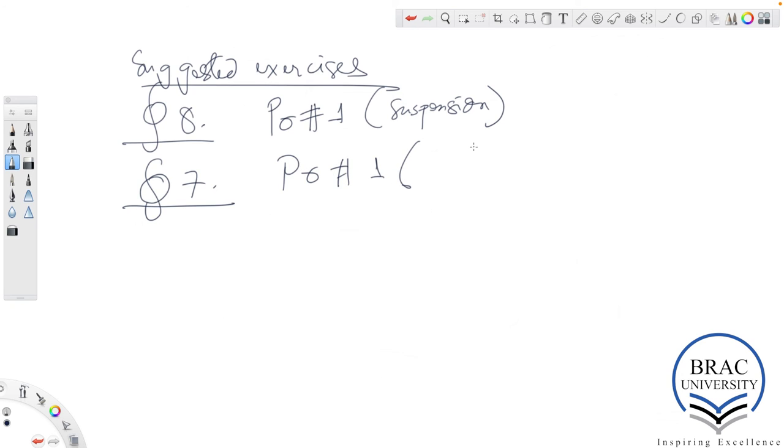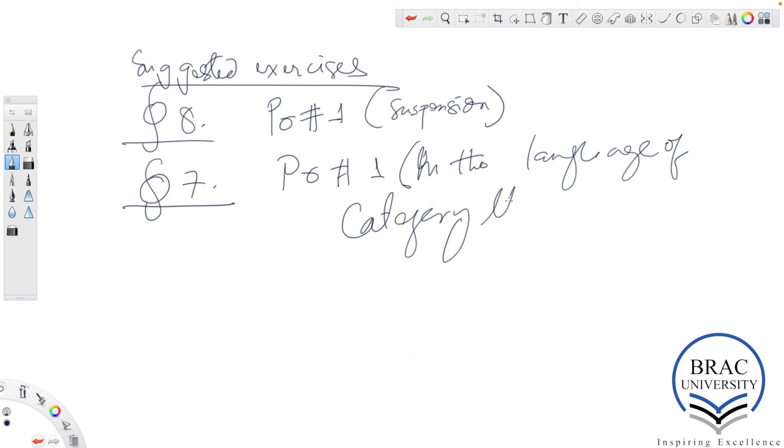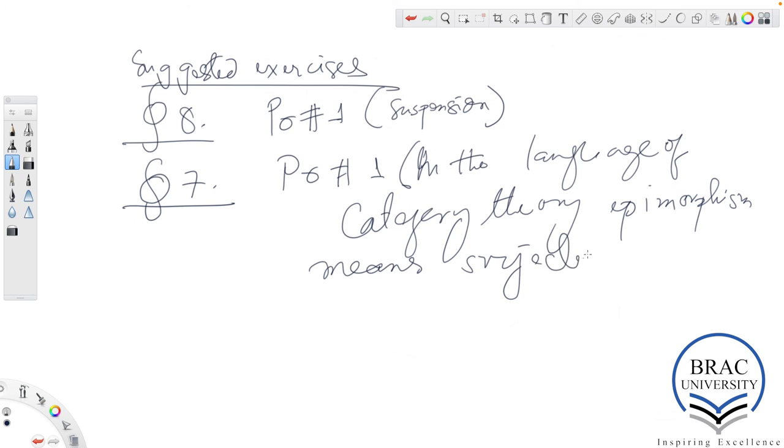So remember that in the language of category theory, epimorphism means surjective maps. For monomorphisms and epimorphisms, for the details of these things, you can refer to our category theory lecture notes.